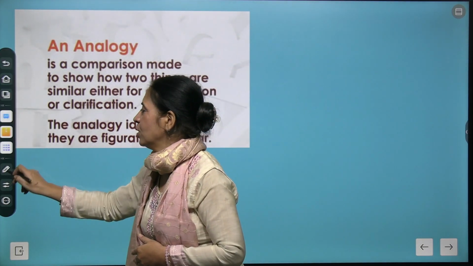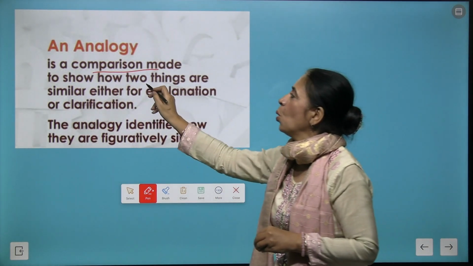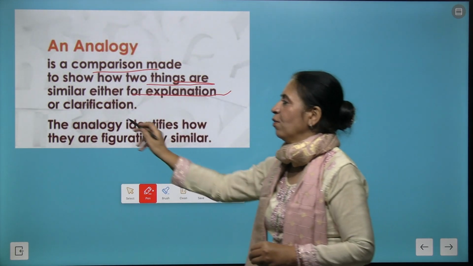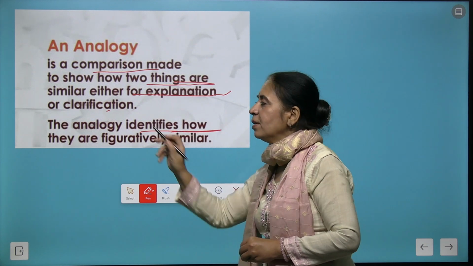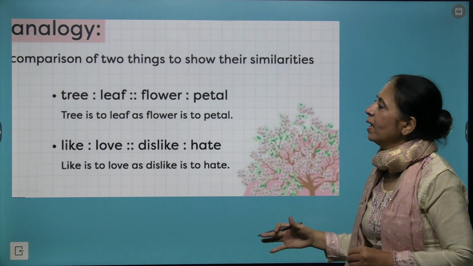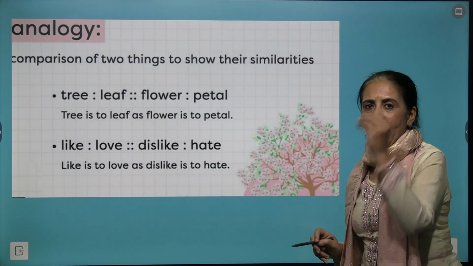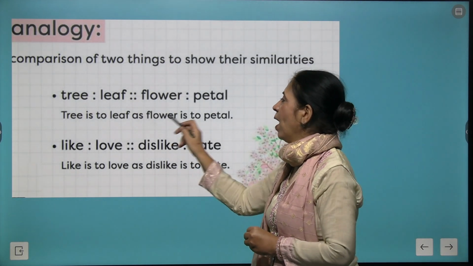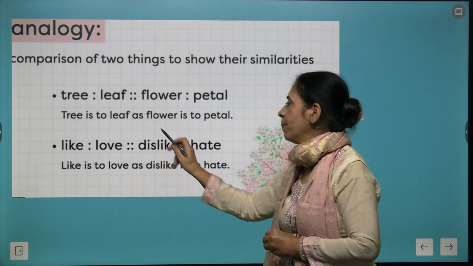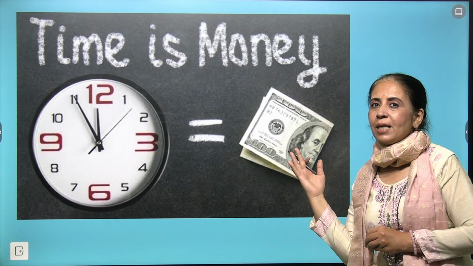Now what is an analogy? So we say an analogy is a comparison that is made to show how two things are similar, either for explanation or for clarification. So the analogy identifies how they are figuratively similar. So we move ahead, we talk about tree and leaf, then we say flower and petal. As tree has leaves, similarly flowers have petals. Moving ahead, let's take like is related to love, similarly dislike is related to hate. And talking more about time is money.